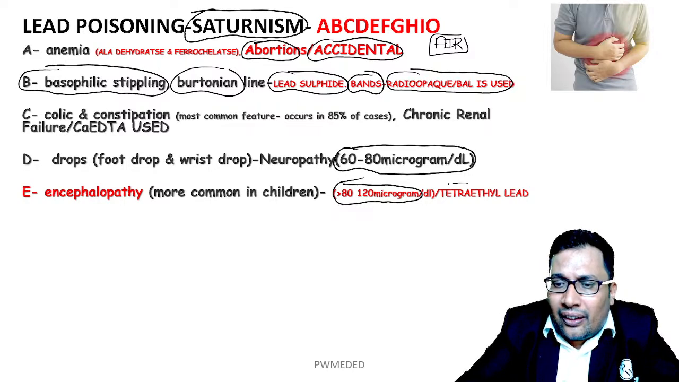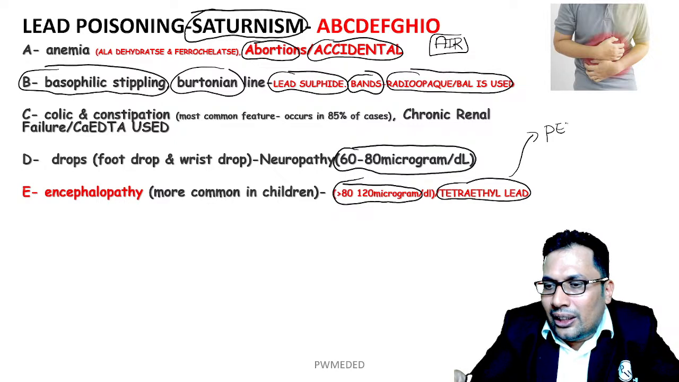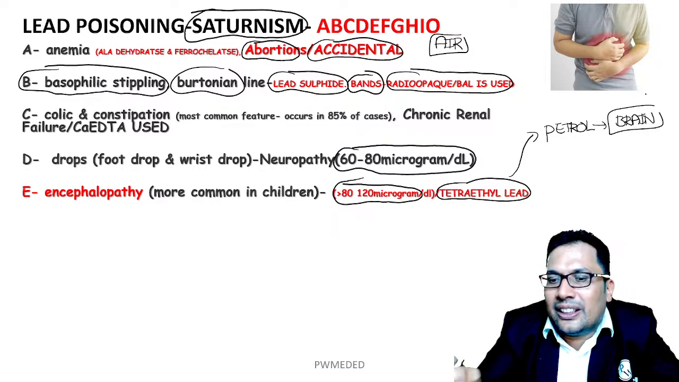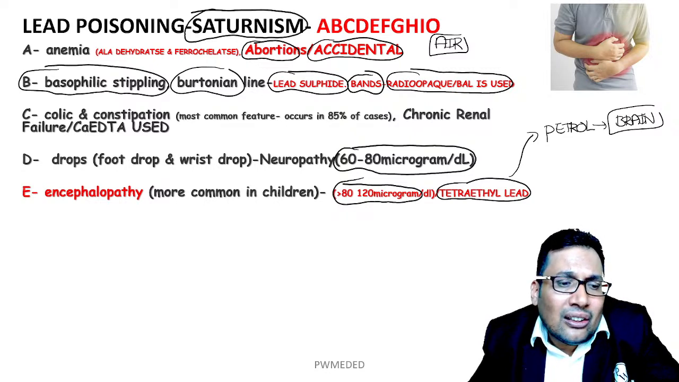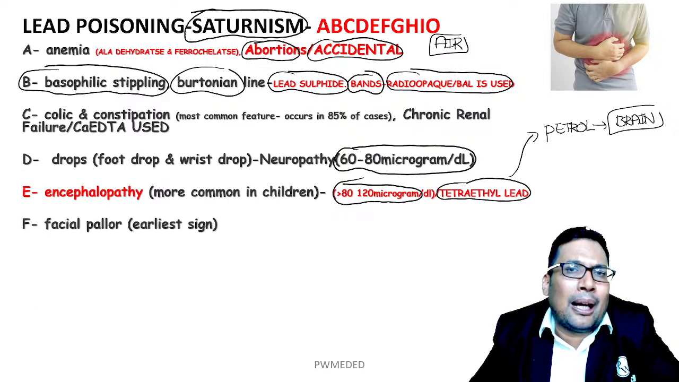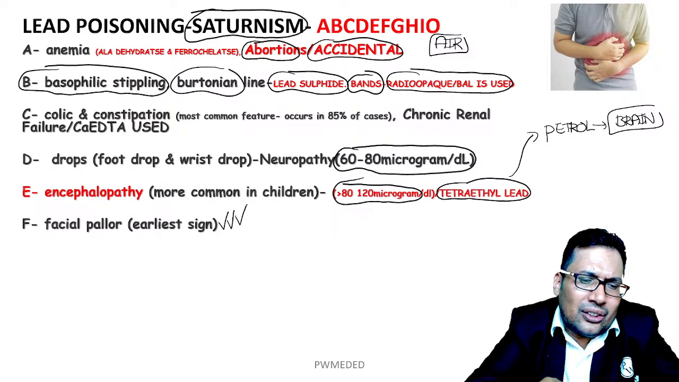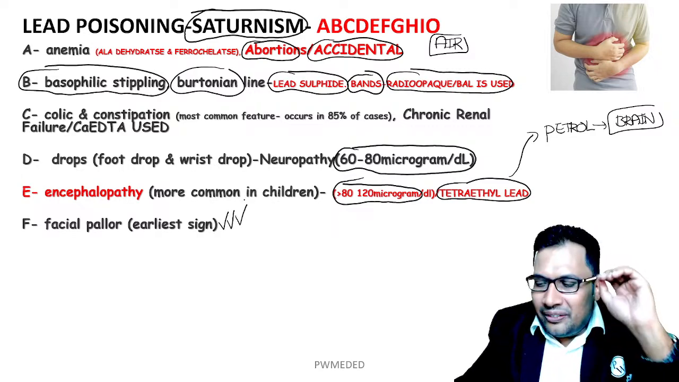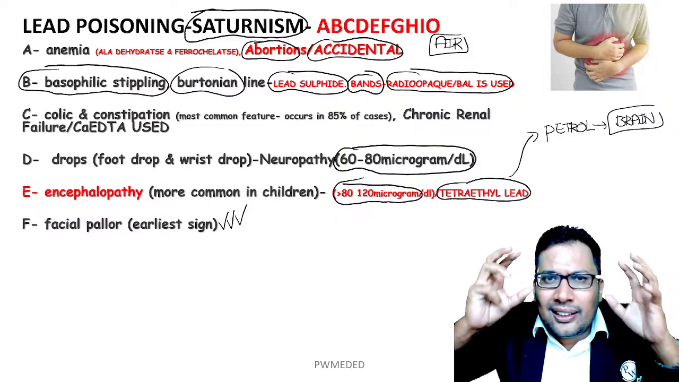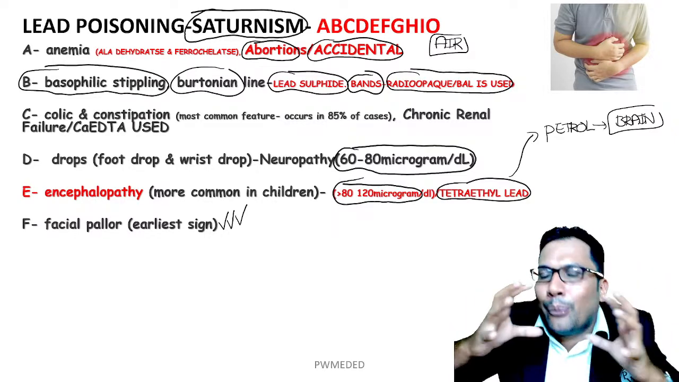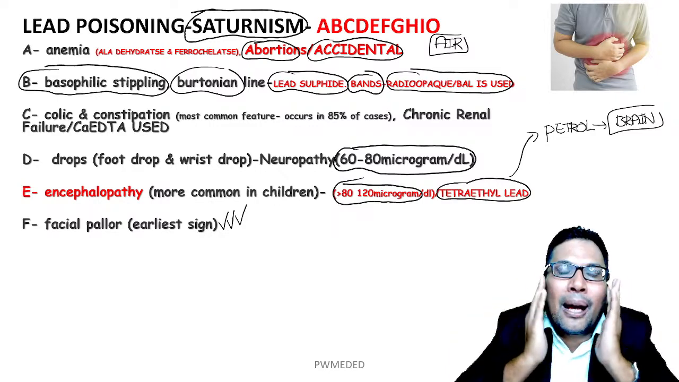Encephalopathy and tetraethyl lead. It is mixed with petrol. It is commonly associated with the brain. So encephalopathy is associated with tetraethyl lead. It is an anti-knocking agent used along with petrol. Facial pallor: this is also very commonly asked. If the question is asked in the exam, the earliest finding in lead poisoning, your answer should be facial pallor.